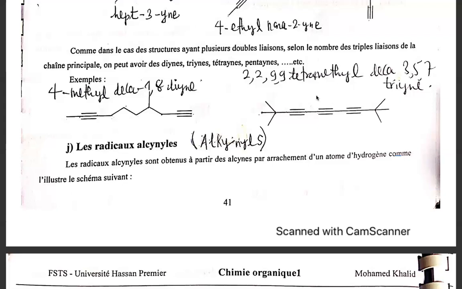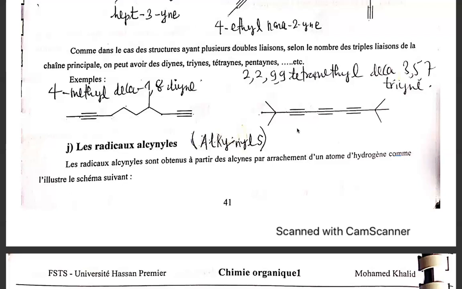So we have substituents at position number 2 and at position number 9. At position number 2, we have 2 identical ones again. So at position number 2, we have a methyl and another methyl. At position number 9, we have another methyl and another methyl.